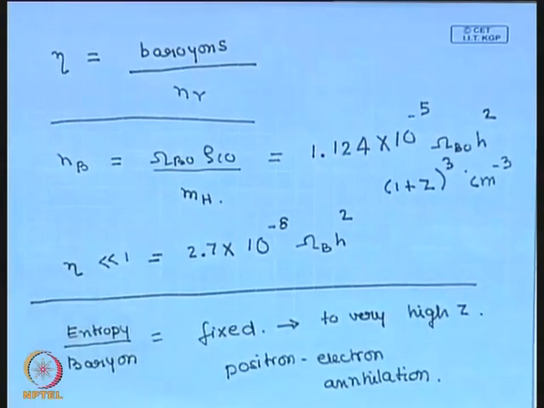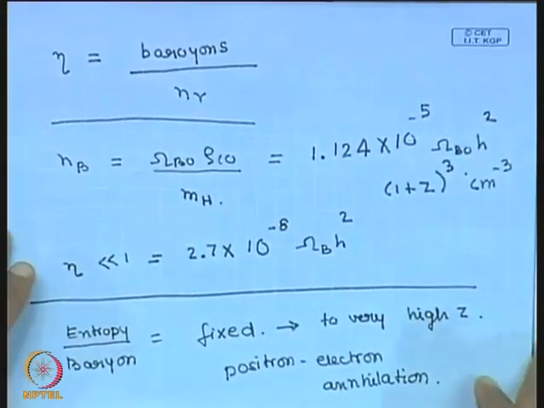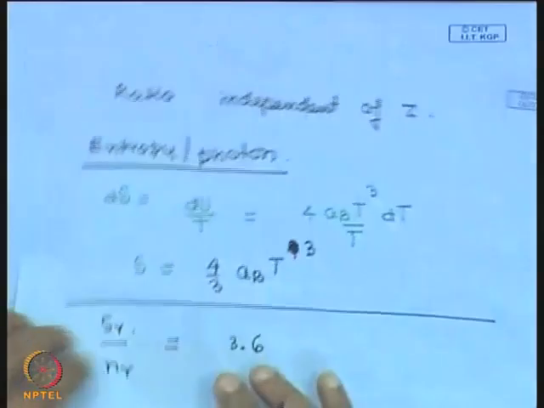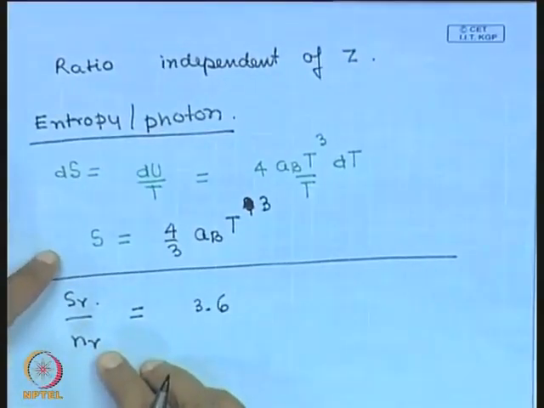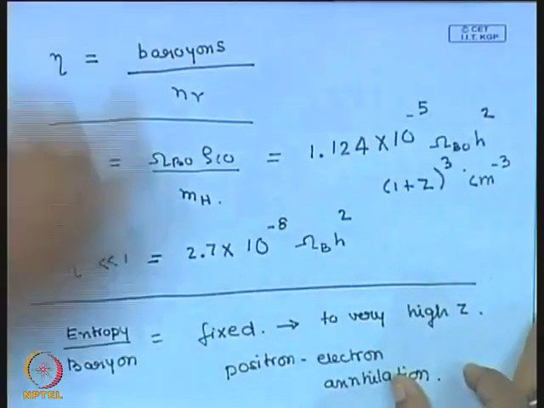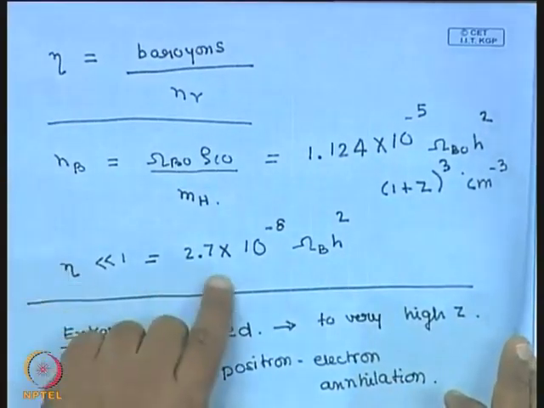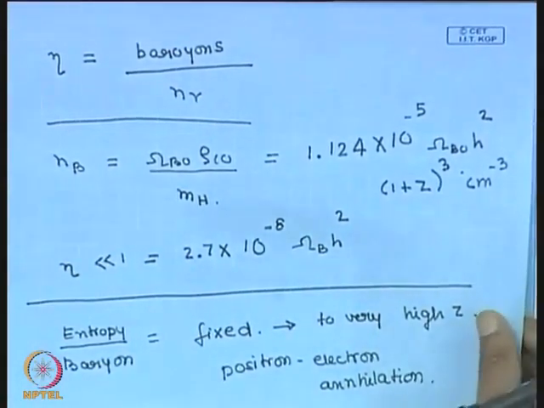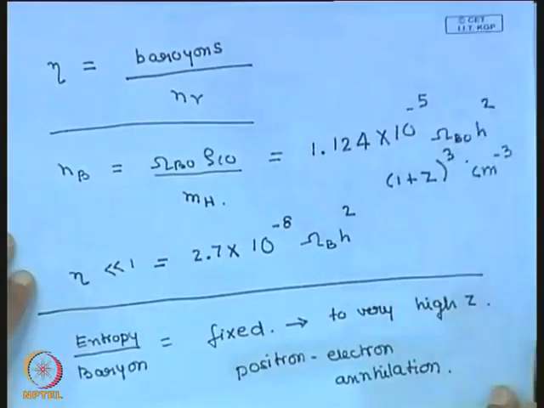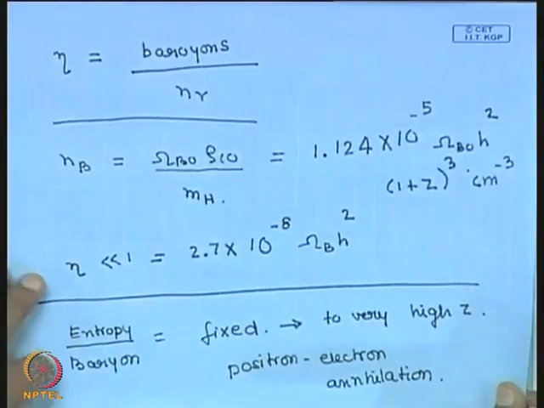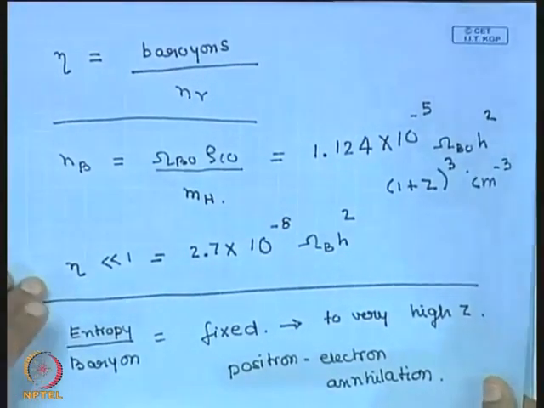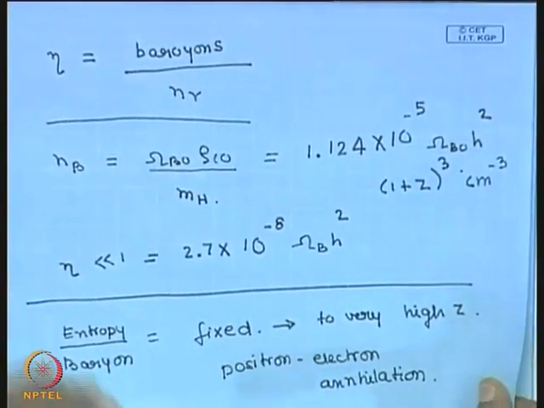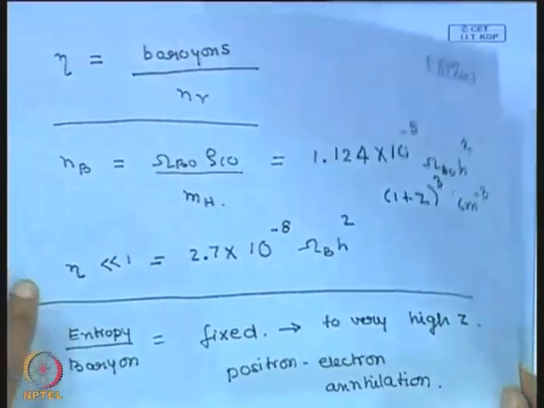So the entropy per baryon is fixed. It has a fixed value, and the fixed value is approximately this, because this ratio is of the order unity. So it has a very large value, the inverse of this. Okay, so the entropy per baryon is a very large value, and it is mainly coming from the CMBR photons, and it remains fixed all the way to a very large redshift till the positron-electron annihilation.